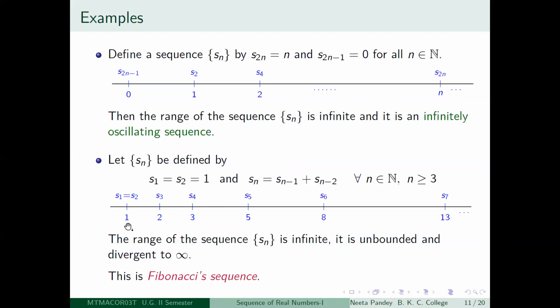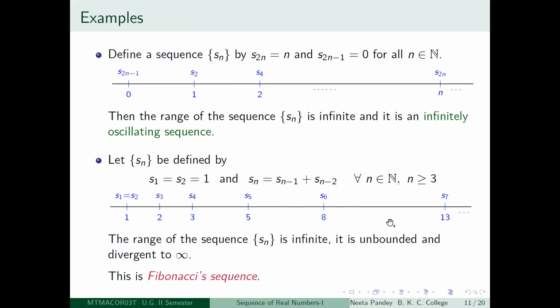So we have plotted some terms. S1 is equal to S2 is 1. S3 is what? S1 plus S2. So it will be 2. What is S4? That is 2 plus 1. So it is 3. S5 is what? S3 plus S4, 3 plus 2. So it is 5. S6 is 5 plus 3. So 8. S7 is 8 plus 5. So that is 13. And so on.